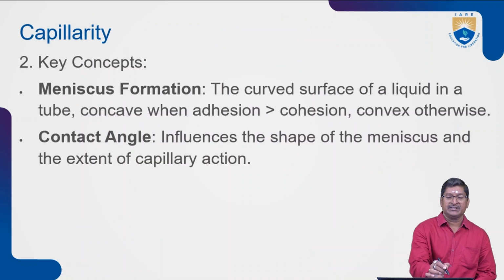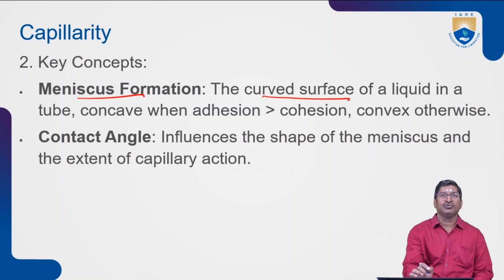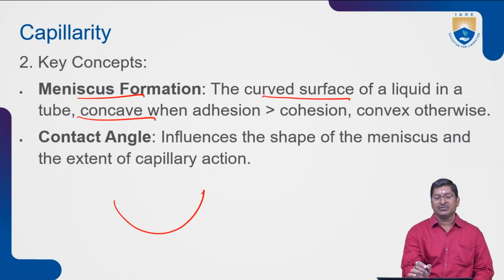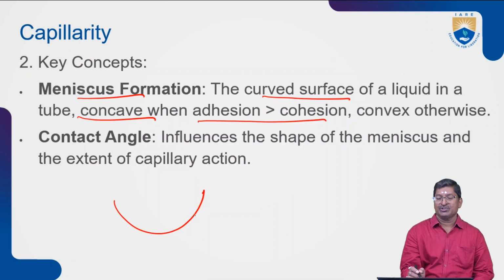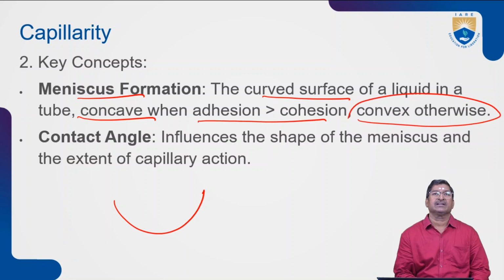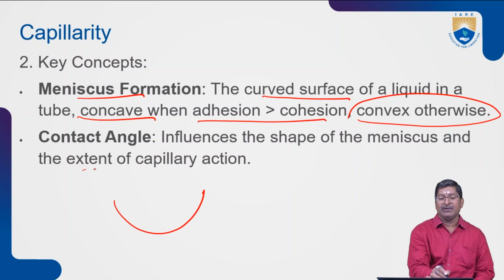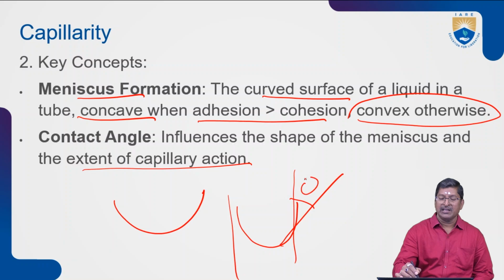So in meniscus formation, the curved surface of a liquid in a tube can be concave. Whenever adhesion is more than the cohesion, it will be a concave shape. Otherwise it is a convex shape like mercury. And what is the contact angle? The contact angle influences the shape of the meniscus and the extent of capillary action. If it is like this in a glass tube, this is the contact angle.